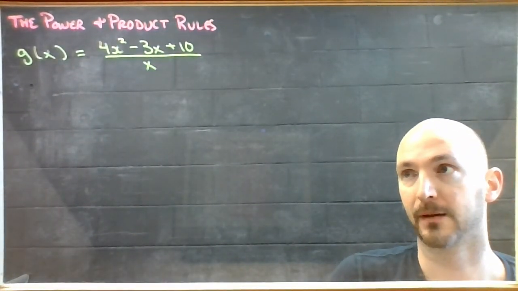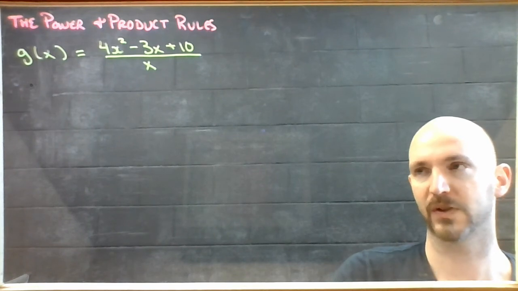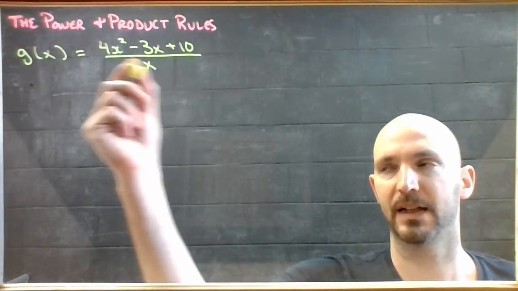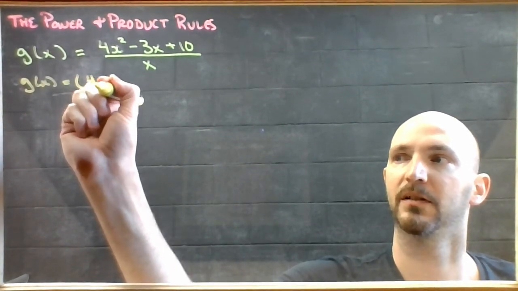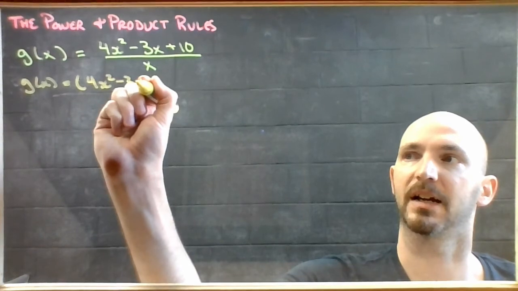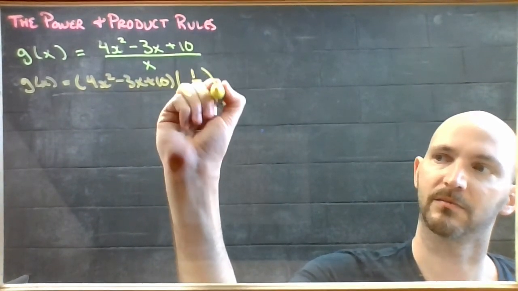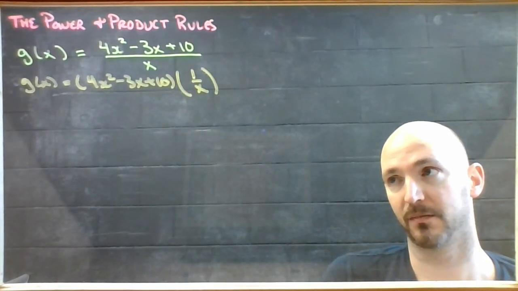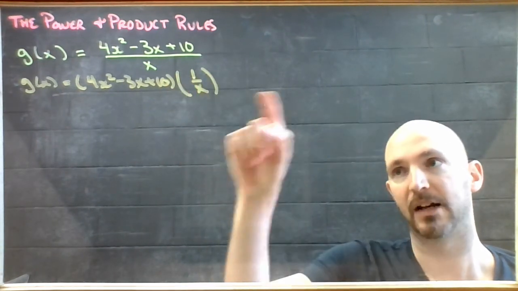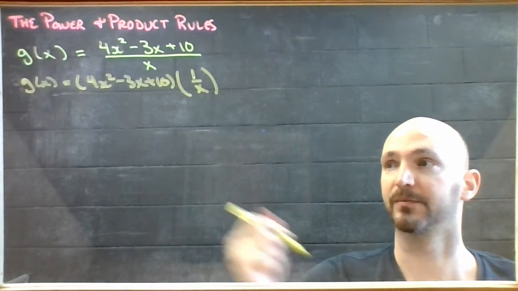Okay. Now that does not look like a function multiplied by a function. So I'm going to have to manipulate it a little bit. First off, if I have anything in a fraction, there's nothing stopping me from writing the numerator 4x squared minus 3x plus 10 multiplied by 1 over x. That's a perfectly valid replacement there. Now I'm going to look at this thing and realize that that's x to the negative 1.